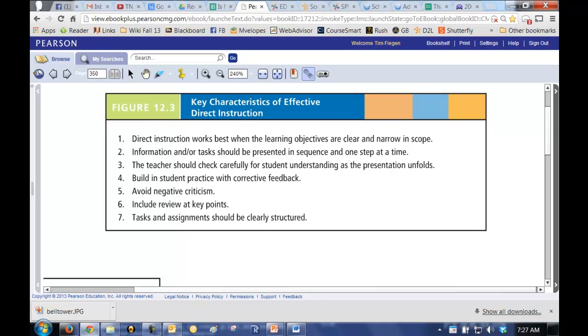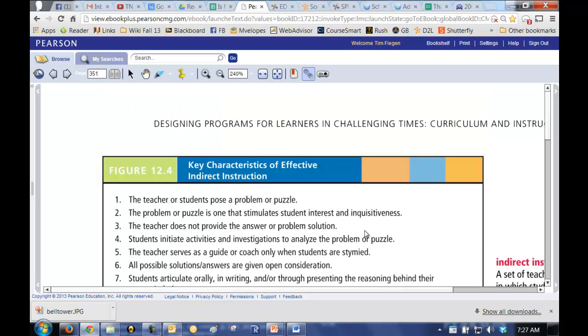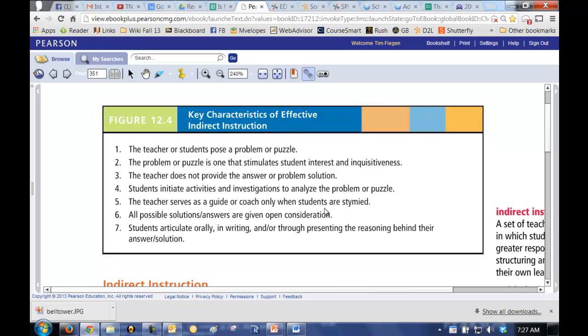Okay, so indirect instruction looks a little different. Teacher or students pose a problem or puzzle. The problem or puzzle, meaning something to figure out, is one that stimulates student interest and inquisitiveness, so you can see where this is going a little bit: inquiry learning. Teacher does not provide the answer or problem solution. The students initiate activities and investigate. Teacher serves as a guide.